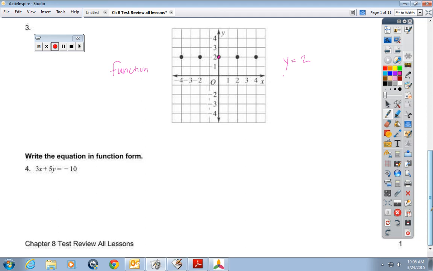So to get y by itself, what's the first thing I would do? Subtract 3x from both sides. Now I'm going to rewrite it like this because that's just how standard form looks. Okay. Now, what would I do next? Divide every number by 5, which leaves me with y equals negative 3/5 x minus 2, because negative 10 divided by 5 is negative 2.